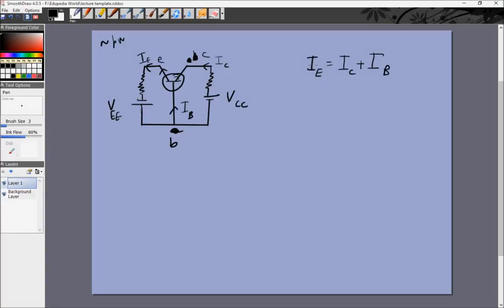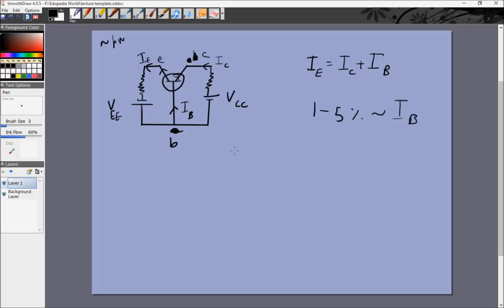But generally most of the current of IE will go into IC. A small amount, maybe 1 to 5%, goes as IB. But most of it goes as IC, and that is because we have a very thin layer of base sandwiched between the emitter and the collector. IE is the emitter current, IC is the collector current, and IB is the base current.